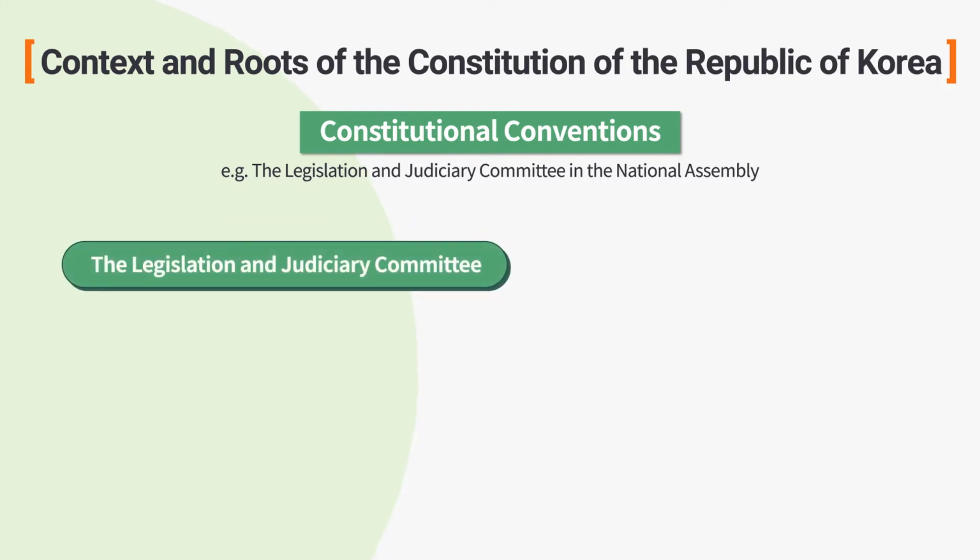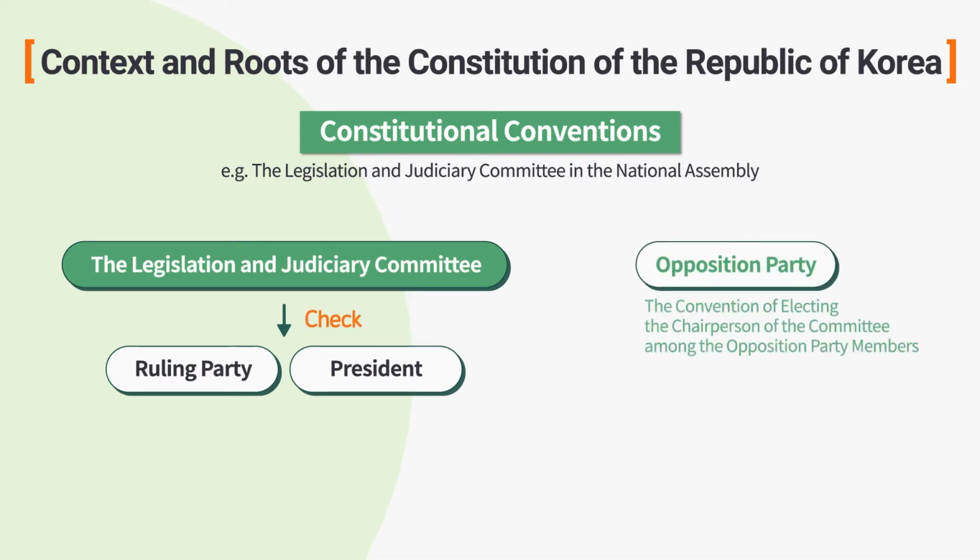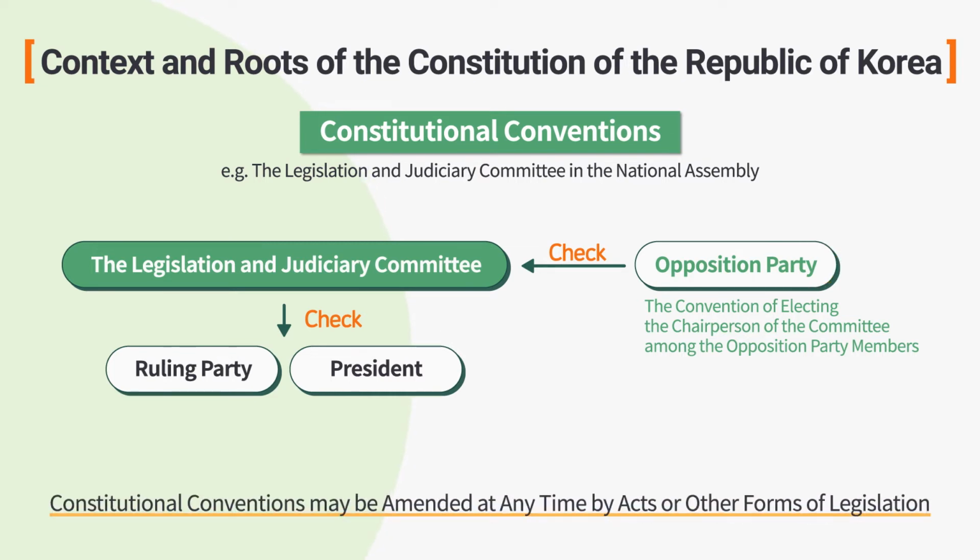Since the Legislation and Judiciary Committee began to keep even the ruling party and the president in check, the convention of electing the chairperson of the Legislation and Judiciary Committee from among the members of the opposition party was established in the National Assembly. However, such constitutional conventions may be amended at any time by acts or other forms of legislation.